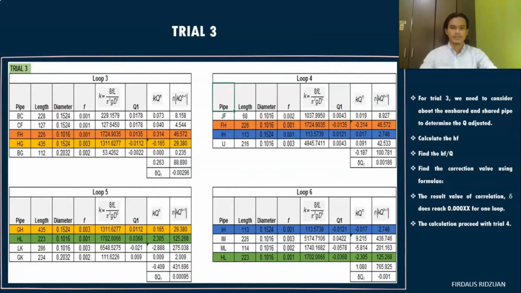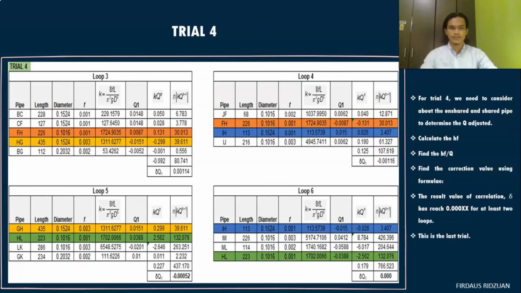Hi, my name is Ridzuan, and I will continue to explain our trial 3. For trial 3, we need to consider the unshared and shared parts to determine the Q adjusted. Then we calculate the HF and HF over Q. After that, we find the correlation value using the formula that was given. The correlation value for trial 3 does reach 0.000, but for only one loop. So the calculation proceeds with trial 4.